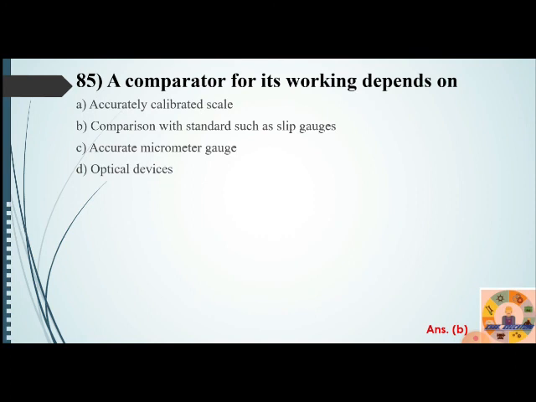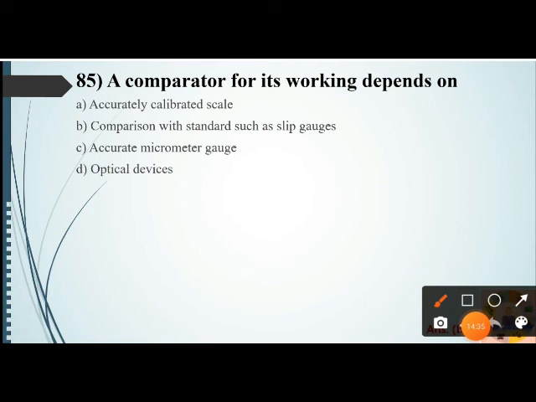Next question is, a comparator for its working depends on an accurately calibrated scale, option B, comparison with standard such as slip gauges, option C, accurate micrometer gauge, or option D, optical devices. And the right answer for this question will be option B, comparison with standard such as slip gauges.